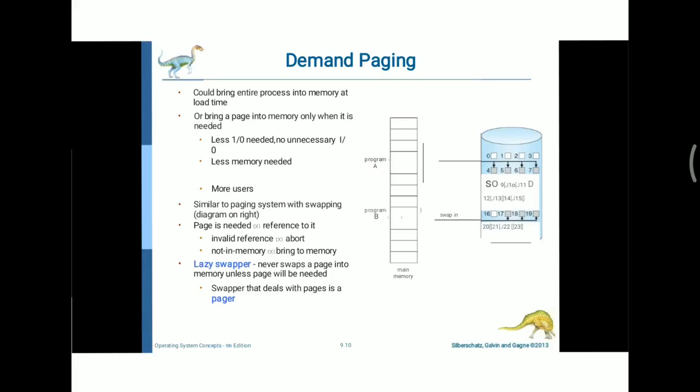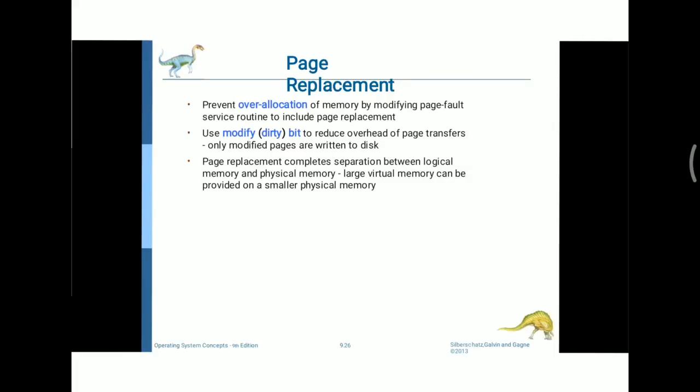In swapping we have a lazy swapper, which never swaps a page into memory unless the page will be needed. The lazy swapper never swaps the page until the page is needed. The swapper that deals with pages is the pager. The pager is the keyword used with the lazy swapper, which is defined as a swapper that deals with pages. It is a swapping device used for swapping the pages.